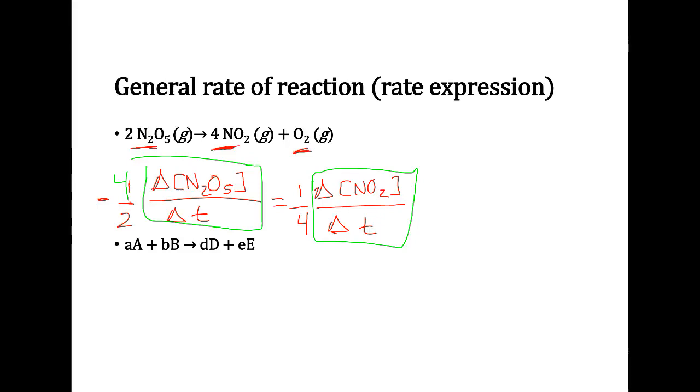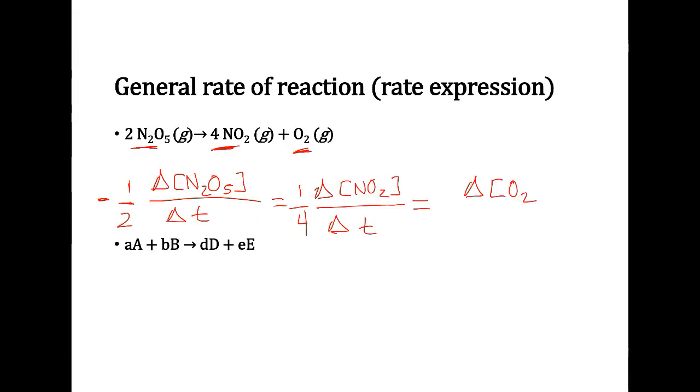But let's go ahead and finish writing out our rate expression really quick. We can also set this equal to the rate of formation of oxygen, which is the change in the concentration of oxygen over the change in time. So this is our general rate expression. And you can even write this rate expression for the general reaction here. Reactants, since they're disappearing, always have a negative sign. It's 1 over the coefficient times the change in concentration over the change in time.